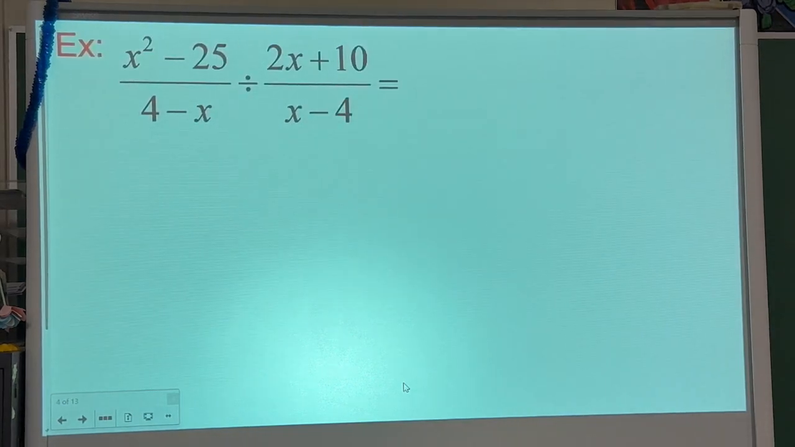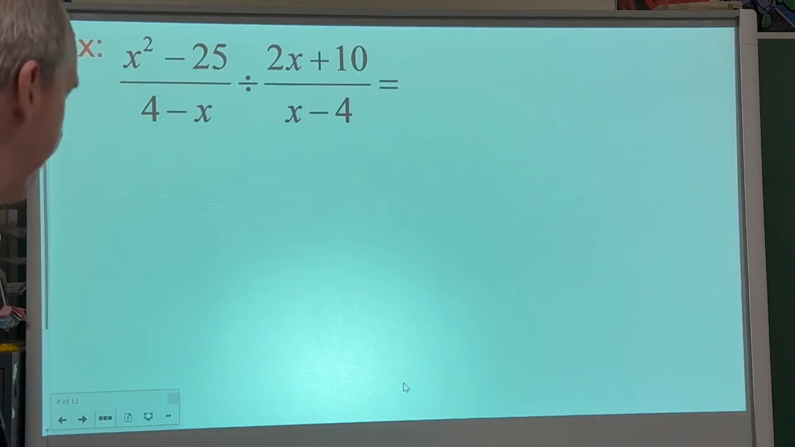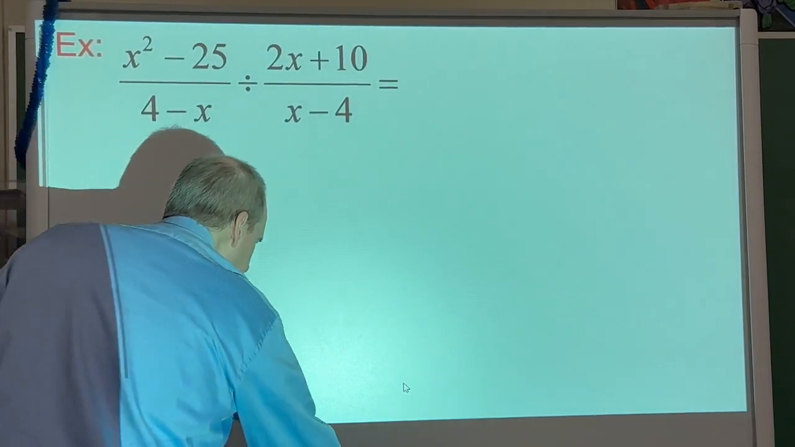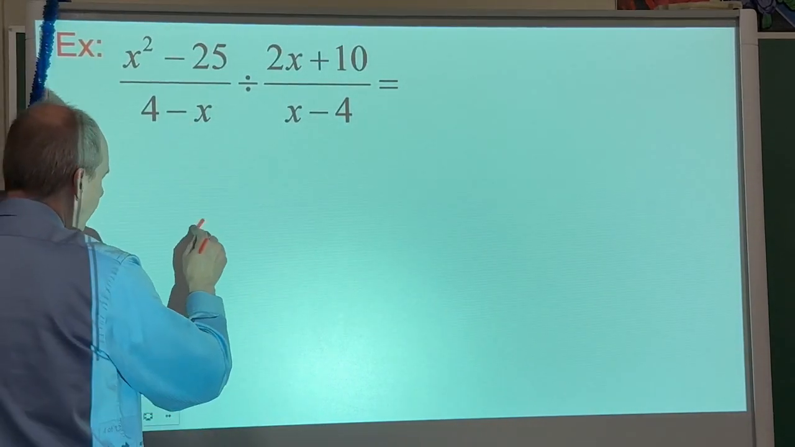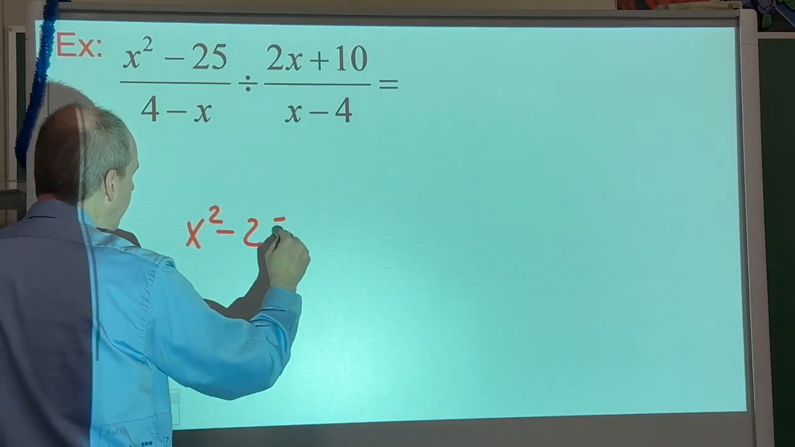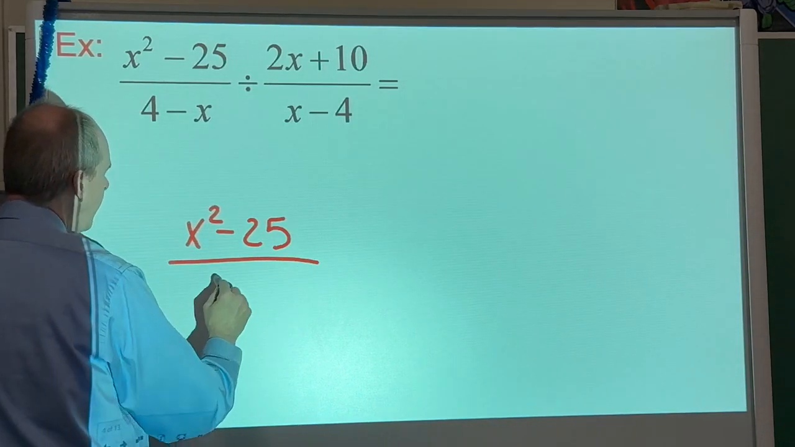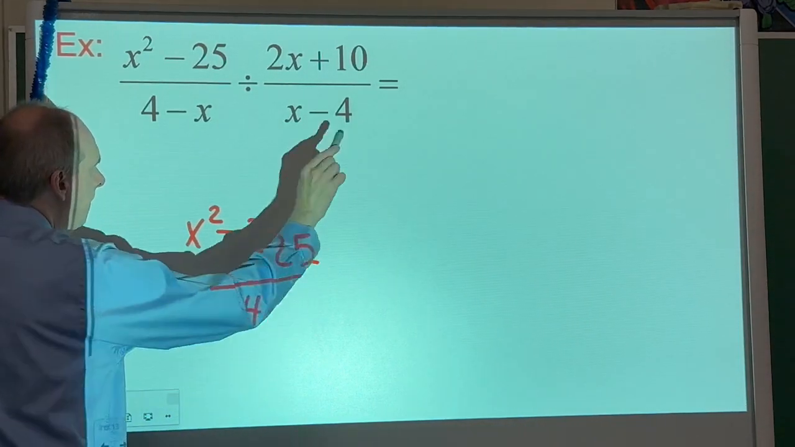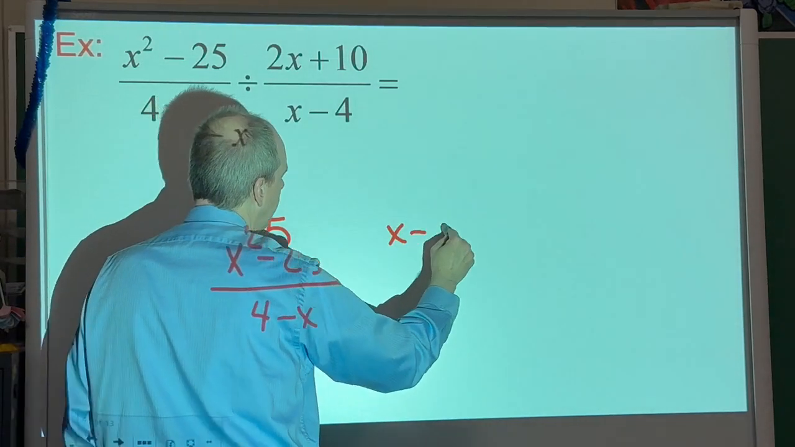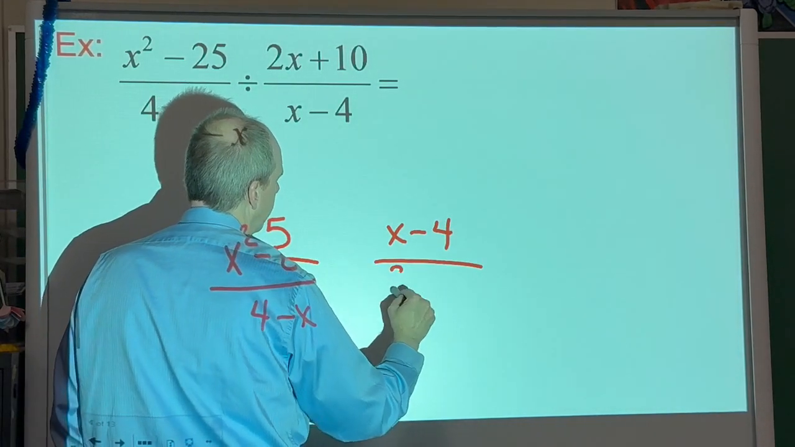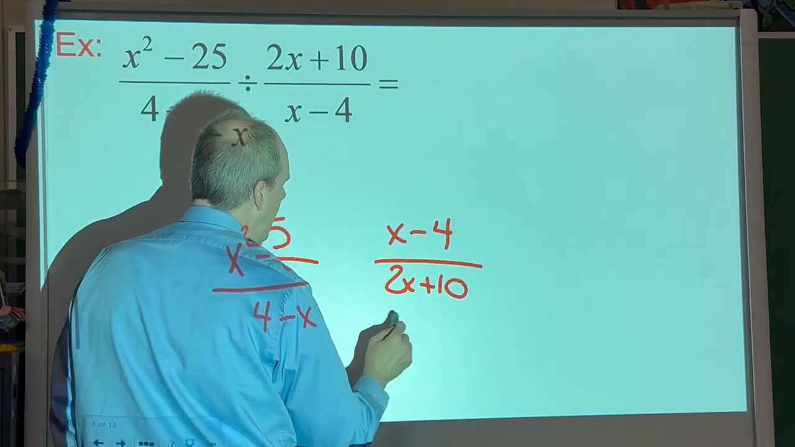But how do we do it with this? Well, we keep the first fraction, and I'm going to leave a little room above it because I'm going to factor before I'm done. So keep, flip, and change.